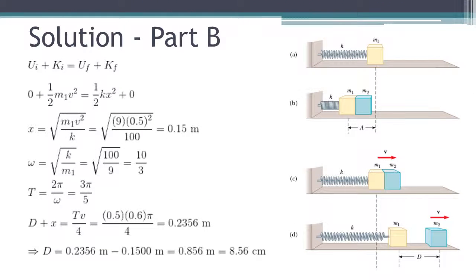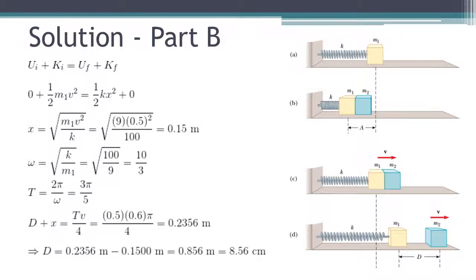Part B asks us to find the distance between block 1 and block 2 when the spring is fully stretched right of its equilibrium position. So there are two parts to this problem actually. First, we have to find how far right of the equilibrium position block 1 is, and then we have to find how far block 2 is.